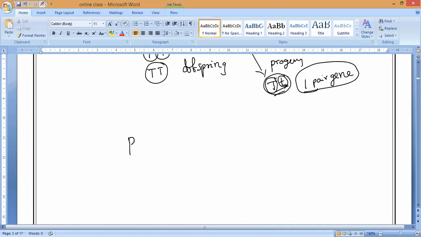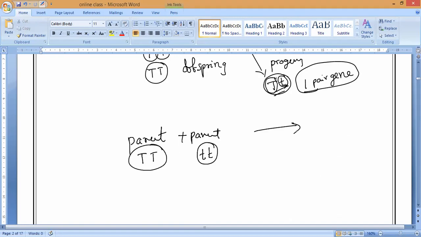Suppose this is the parent. So we know that in sexual reproduction, two parents are involved. Now for these two parents, for example, one parent is completely tall and one parent is completely short. Now the offspring may be tall or maybe dwarf. We don't know. Now in this, what is the characteristic coming? One capital T and one small t will develop, for example.